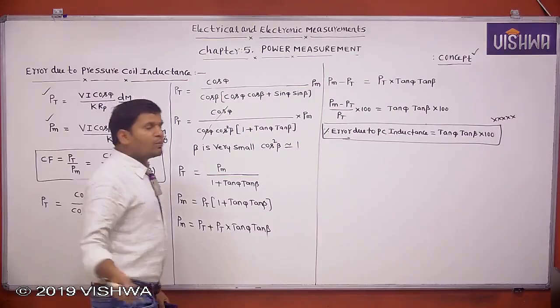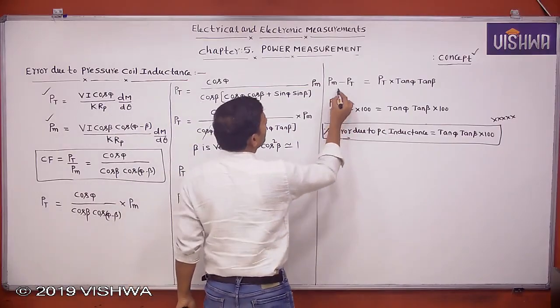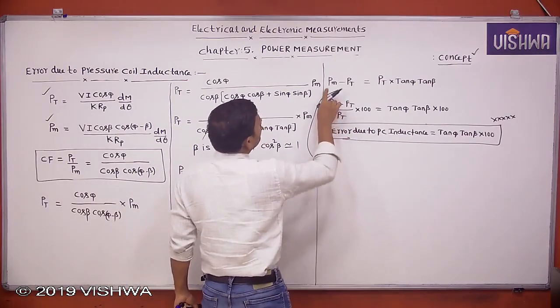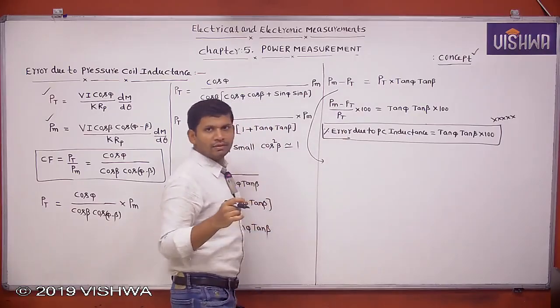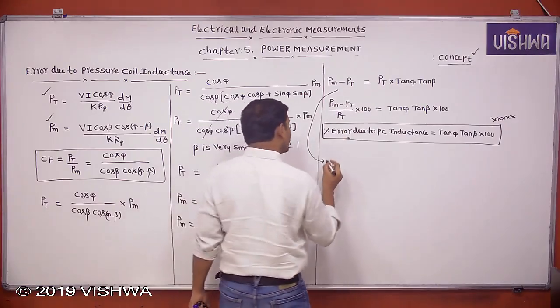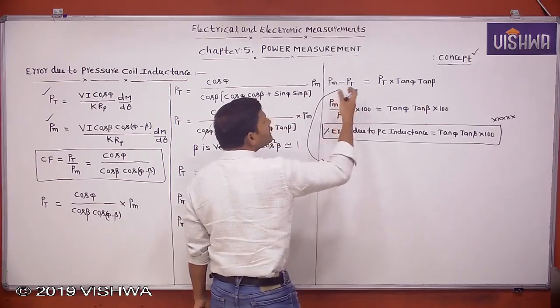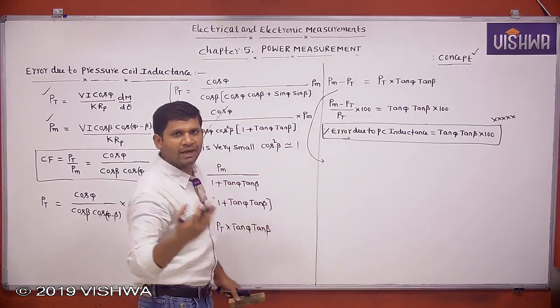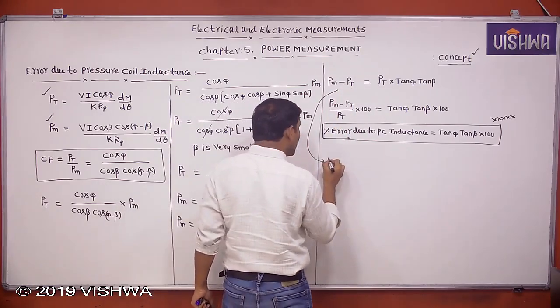Here I want to write one more formula. From this I am writing one more formula here. What is the measured power minus true power? That is the error due to pressure coil inductance. It is not a percentage error. Measured value minus true value gives the error. That is the error due to pressure coil inductance.